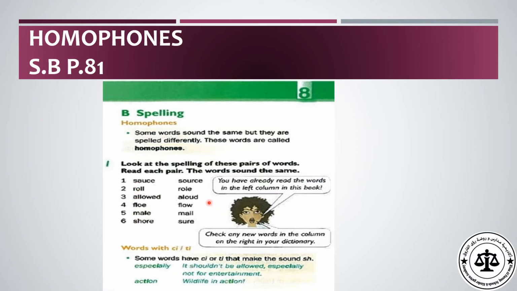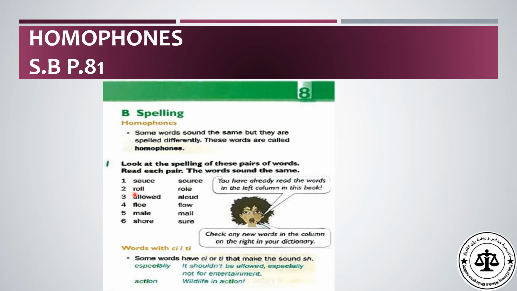Here we have some examples of homophones. These are homophones. Let's read them. Sauce, sauce. So here we have two words and these two words are homophones. Why? Because they have the same pronunciation but the spelling of them is different. Their spelling is different but they have the same pronunciation or sound.